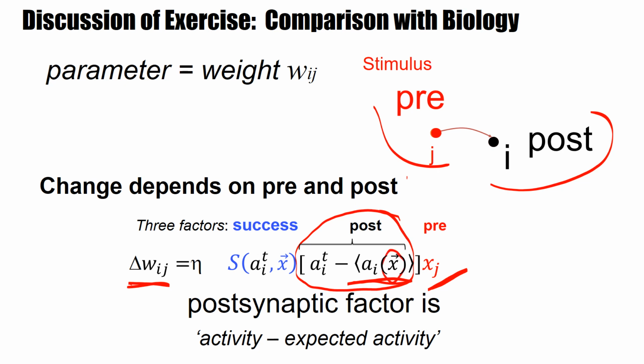input x. So we have pre and post, both are needed, but then we find that in addition there's a third factor, and I would like to call this third factor success. This third factor does not have any index. It's a broadcast signal, and I say it indicates success. Success in the sense of reward or reward minus expected reward.